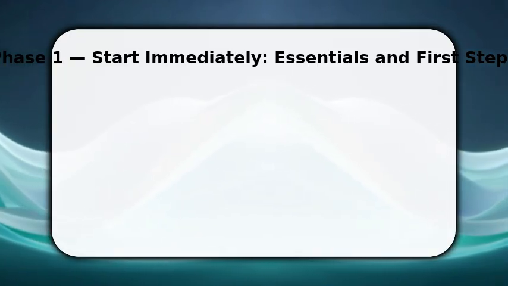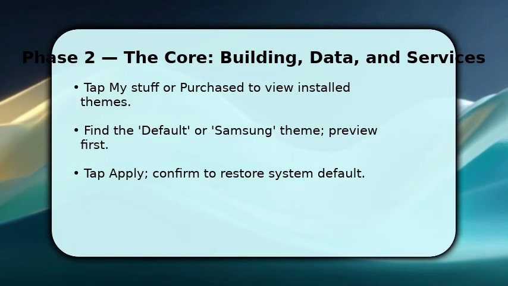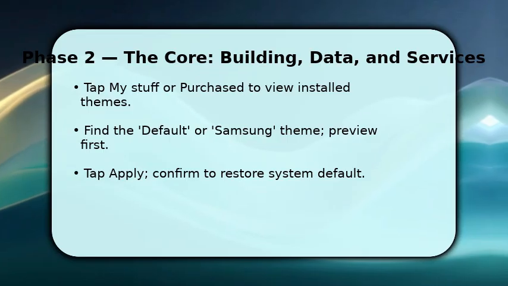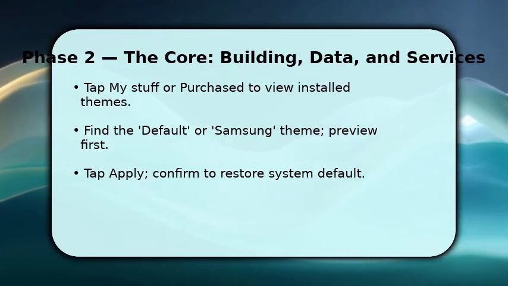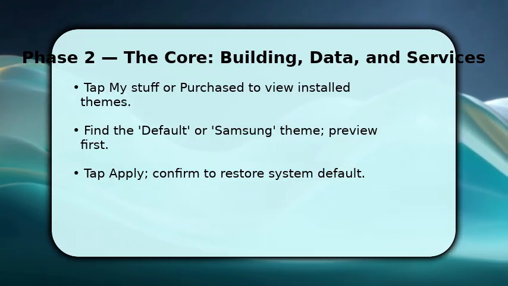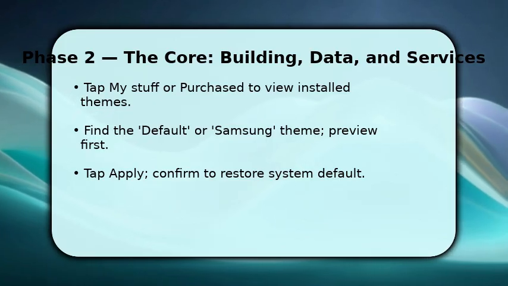Now, tap the menu or profile icon to access your downloaded themes and get ready to select the default option. You should now view installed themes under My Stuff or Purchased. This lists everything on your phone. Find the one labeled Default, Basic, or Samsung. Preview it to confirm it's the stock look. Once confirmed, hit Apply and read the confirmation prompt. This restores icons, wallpaper, and system accents to factory settings.